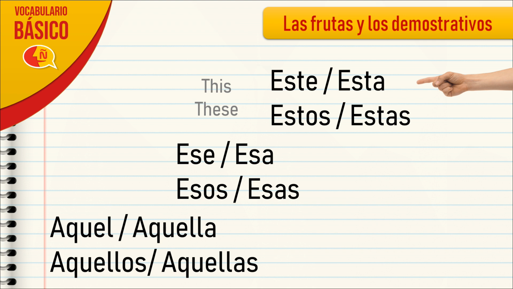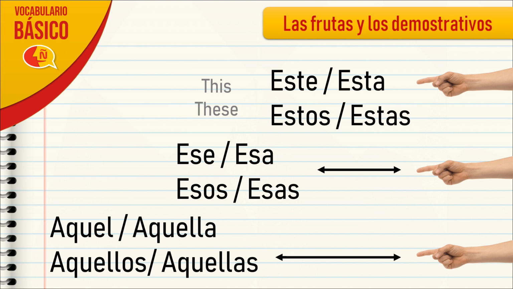Now then, if the object or the person, or in this case the fruit, is far or a little bit farther away from us, we use ese, esa for singular and esos or esas for the plural, okay? And if the distance is greater, really a long distance from us, we use aquel, aquella for singular and aquellos or aquellas for the plural, okay? So the equivalents for these two in English are that for the singular and those for the plural, as you already know, okay?